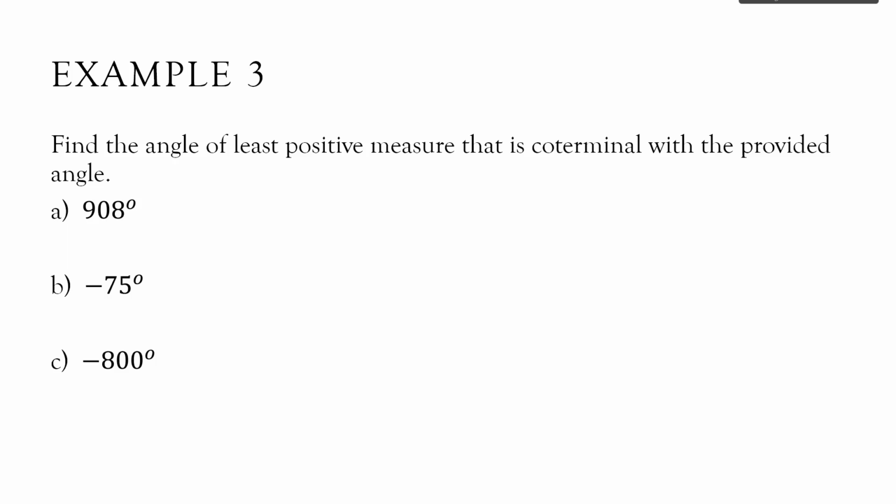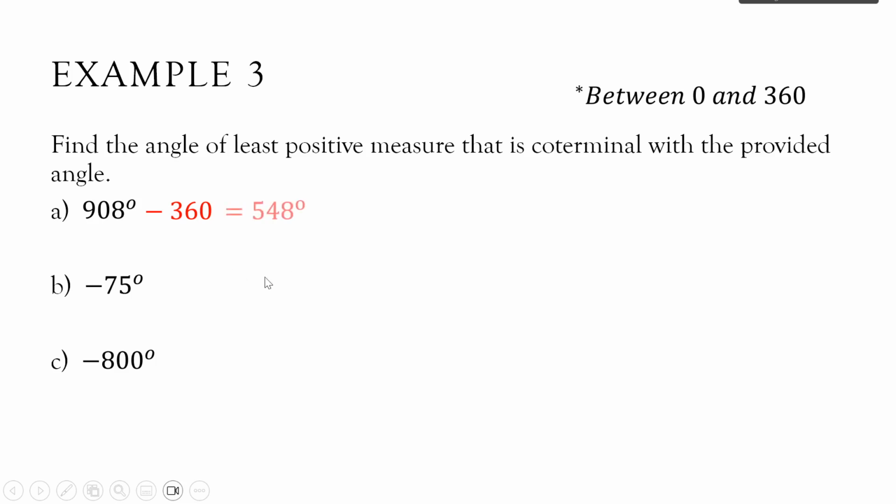Remember in that previous slide I said coterminal angles differ by a multiple of 360. So in other words, if I keep on adding or subtracting 360, then I still have a coterminal angle. But I want the angle of least positive measure. In other words, the angle between 0 and 360. So for part A, we're going to go ahead and just subtract 360. If I subtract 360, that is, if I turned around 360 degrees, I'm still facing the same direction, so I haven't caused any problems yet.